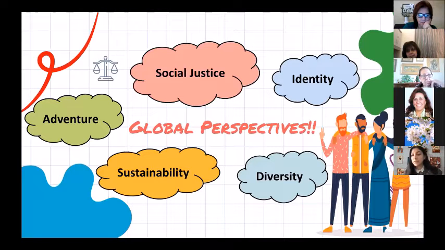Another one is sustainability, and lately we have integrated the SDGs, the Sustainable Development Goals. So I think we're doing a great job now. And one more is diversity, accepting others and knowing that we're living in a diverse world.